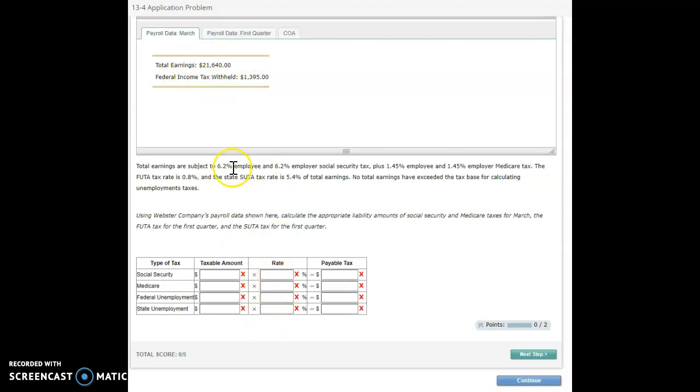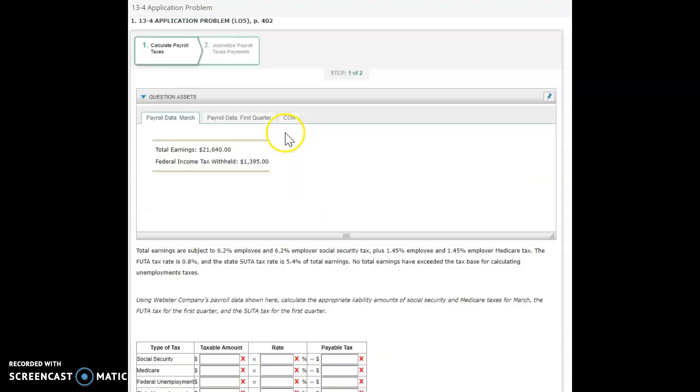So if it's 6.2 employee and 6.2 employer, I have to add those two together to get 12.4%. And then you will figure out the payable tax. So use your total earnings for the month, and then times your new percentage of the two combined, and that will get your payable tax. Same thing for Medicare, using the total earnings, but then you're going to use these numbers added together. And then your FUTA and SUTA, you do not need to double because it is just employer. So it's just the 0.8 and 5.4. So know that you don't need to double those ones up.